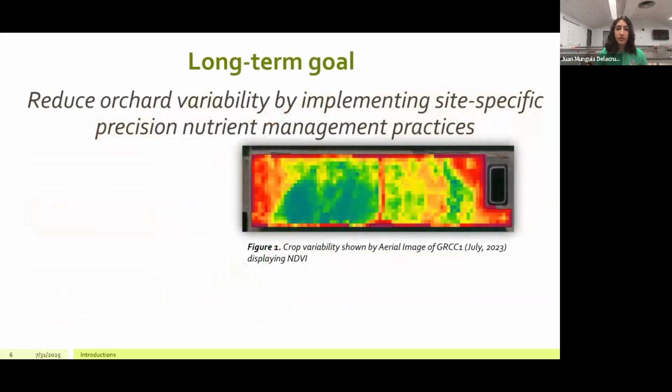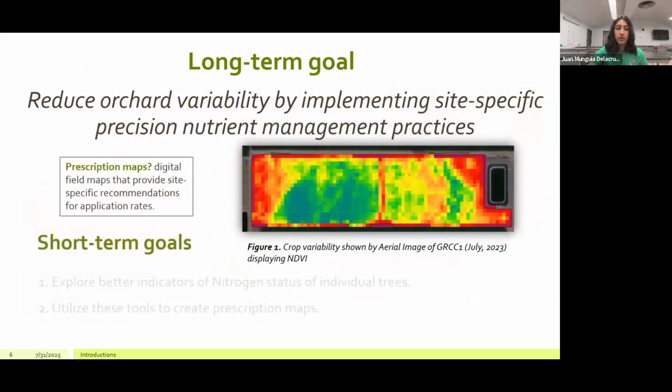The long-term goal for this project is to reduce orchard variability by implementing site-specific precision practices. This means that, yes, we're trying to treat each tree as though it were an individual one, and that is idealistic. So let's break this goal down into two more parts.